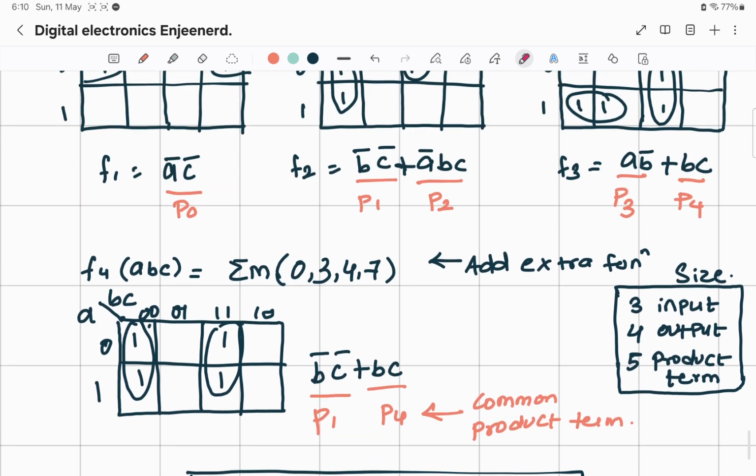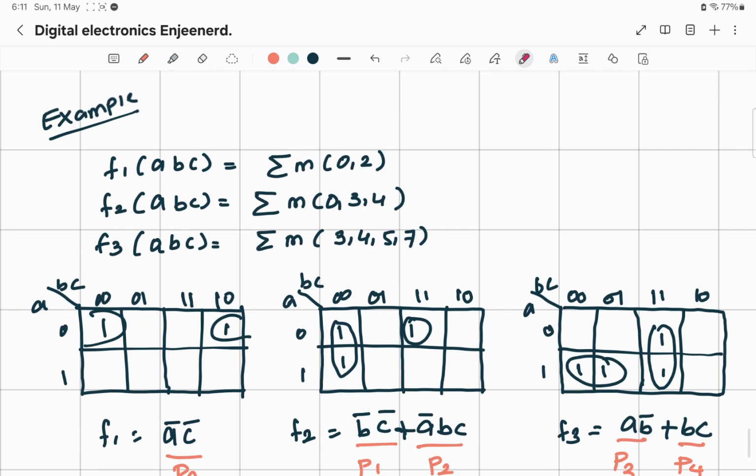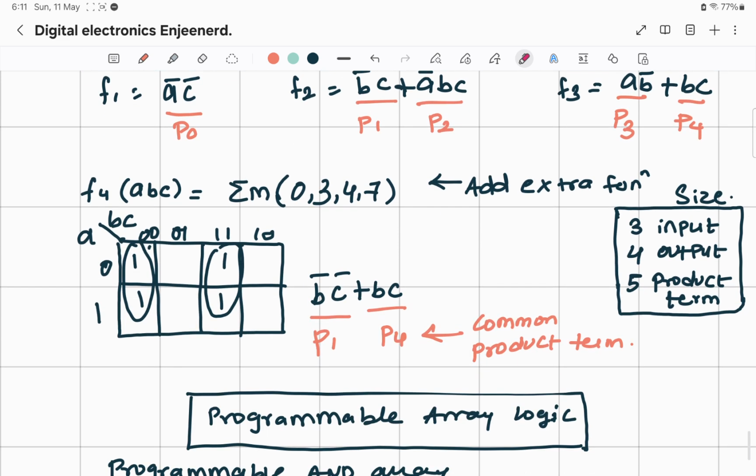So I hope the concept of this is clear. In the next video, we will see programmable array logic.